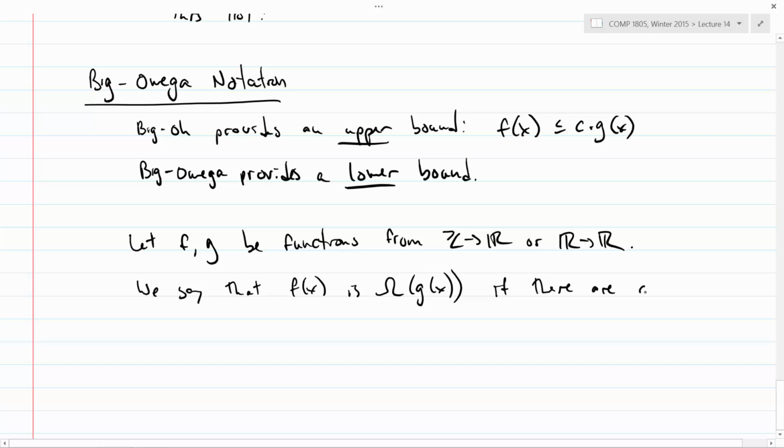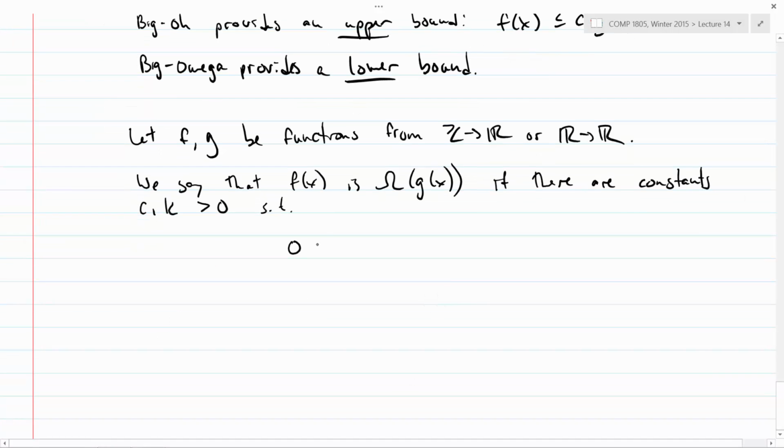If there are constants c and k, both bigger than 0, just like before, such that 0 is less than or equal to c times g of x, sorry, I'll use the same notation as before, c times g of x is less than or equal to f of x for all x at least k.